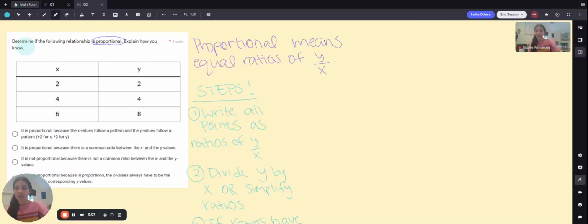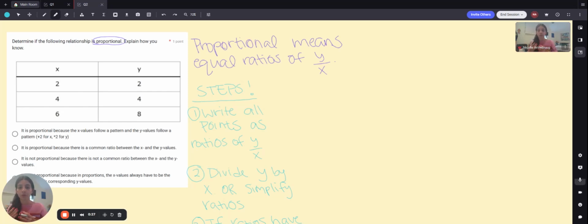So we are being asked to determine if the following relationship is proportional. Explain how we know. So that's kind of a two-step problem. We need to first identify and understand what a proportional relationship is, and then follow the steps of proving it to be right or proving it to be wrong.